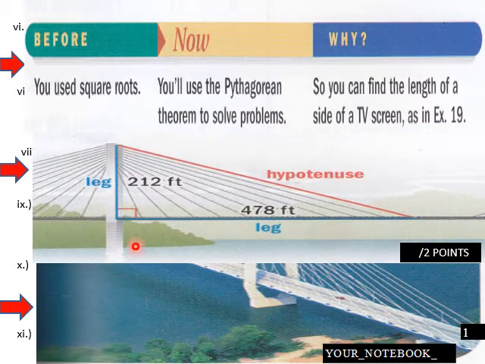So we have this situation here. We have a triangle here. In case you don't know yet, this is a leg, this is a leg. This is a right triangle. This is a 90-degree angle here. And then this would be what's called a hypotenuse, which is the longest side of a triangle.